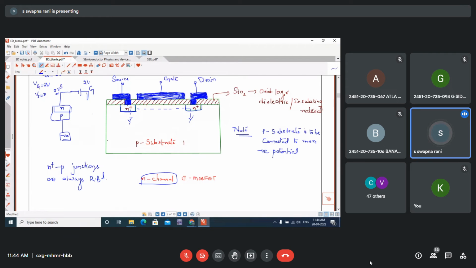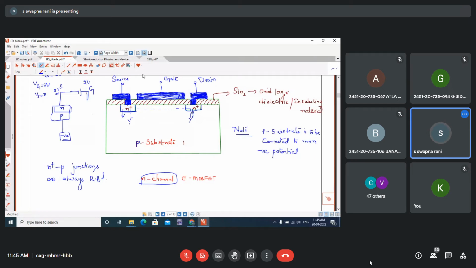So the substrate p will be given a potential such that the junctions formed between the n plus regions and the substrate are always reverse biased. With reverse bias, the leakage current is almost zero. So there is no current in this direction. There is no current in this direction. Only current will flow from source to drain. There is no current from source to substrate or substrate to source.